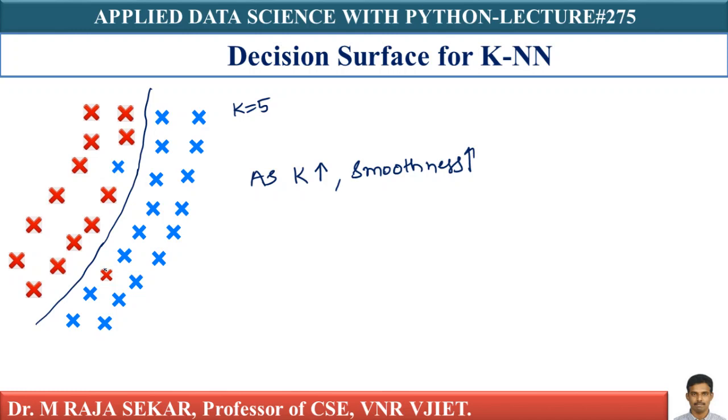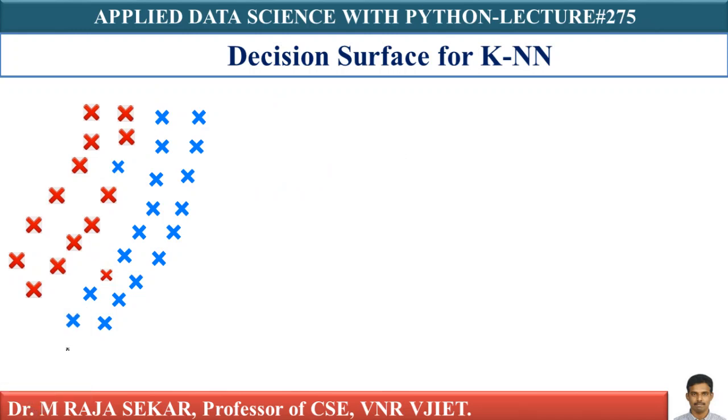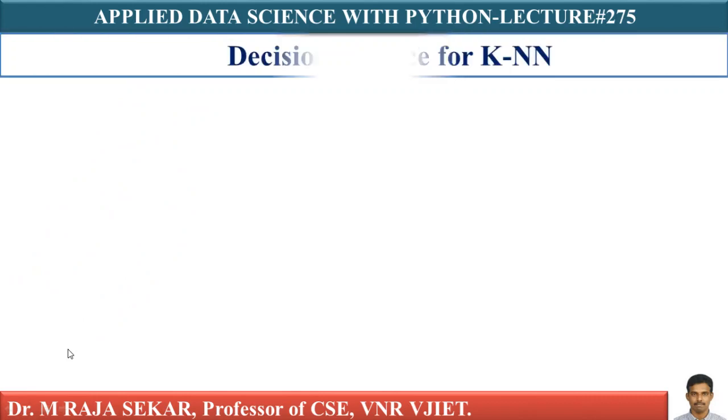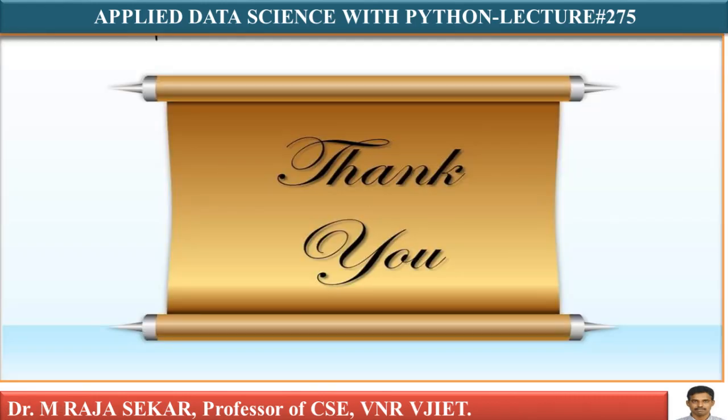Now just understand what happens when k equal to 1, what happens when k equal to 5. If you are able to understand this, now you can understand how to pick the right k. That I will discuss in my next class.